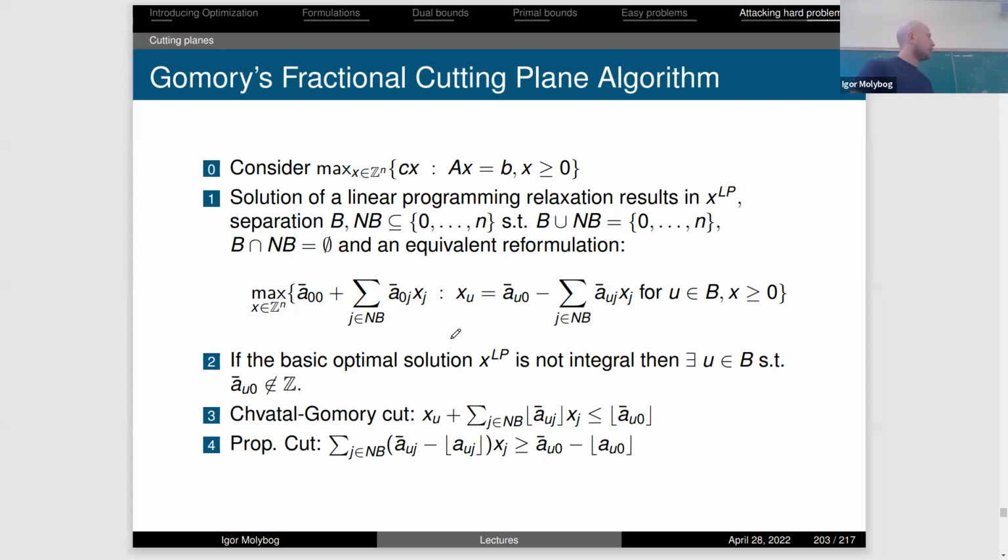There is another very important cutting plane algorithm, which is the Gomory fractional cutting plane algorithm. We consider a problem of linear integer programming. We are solving it, and we are splitting our set of variables into two subsets, basic and non-basic, just according to the simplex algorithm or whatever algorithm you use.